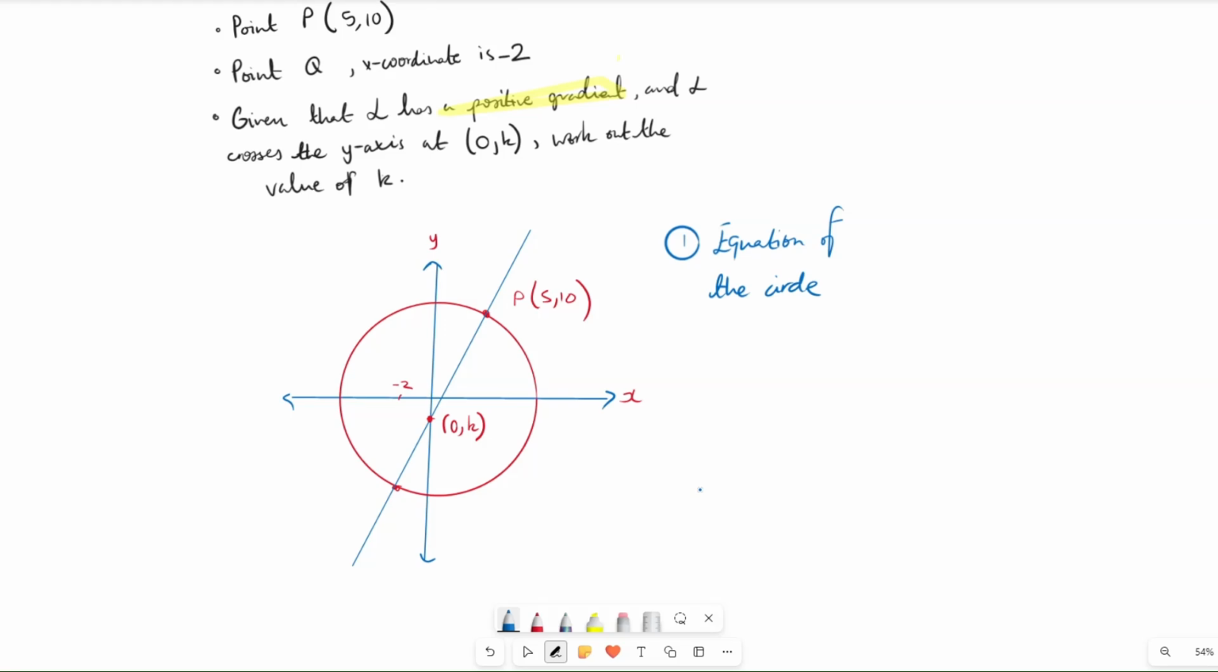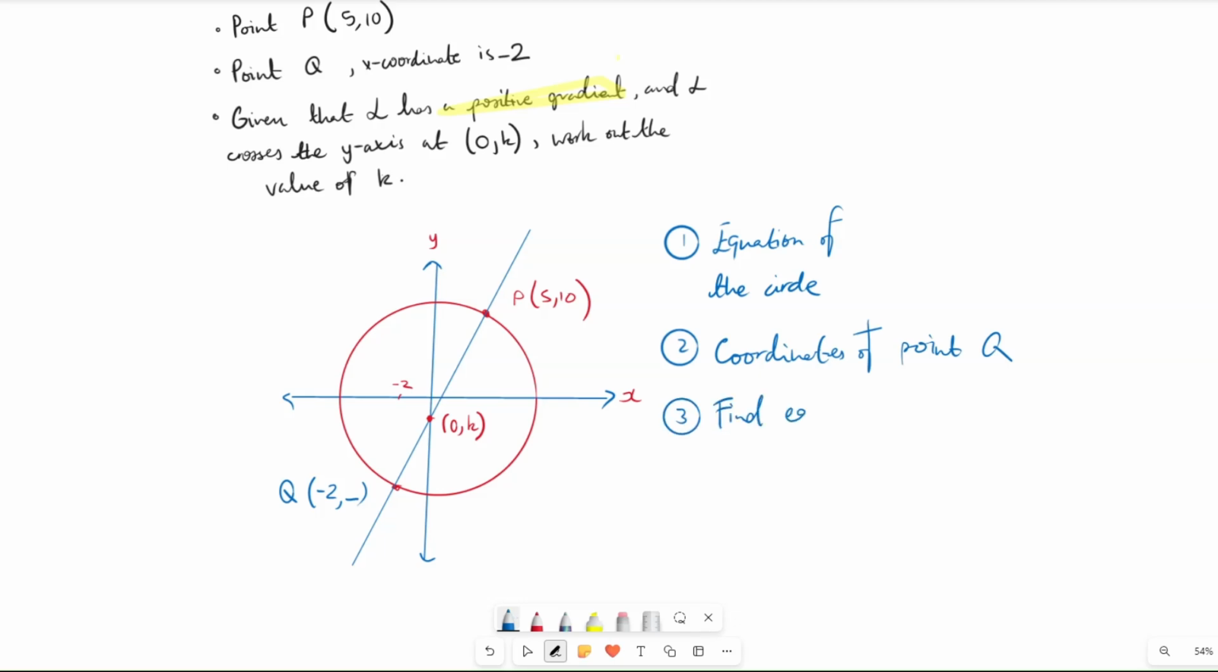Because this point here, the one I'm colouring in blue right now, will be matched with both, and we can figure out its coordinates. I'm just going to write -2, something, like that. Once we've got the equation of the circle, we'll work out the coordinates of Q. And once we work that out, we can find the equation of line L, and then all we're finding for k is literally the y-intercept.